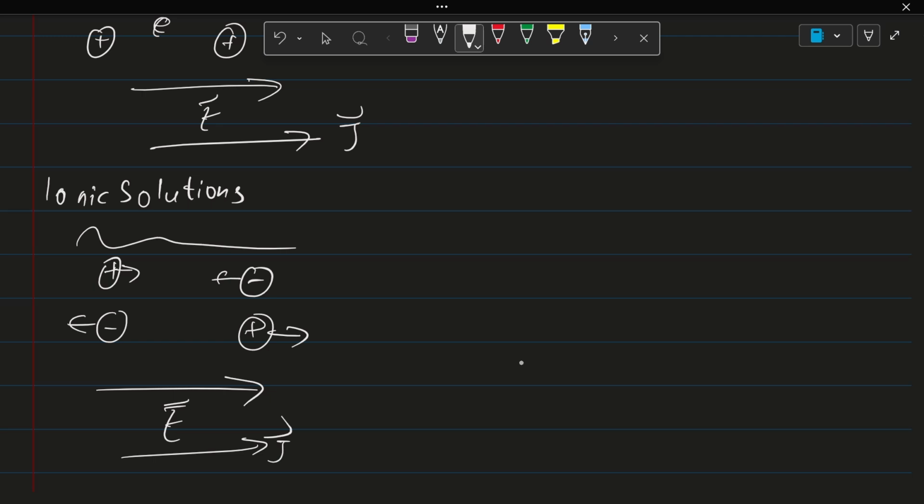So same idea. Why is the velocity not infinite? Well, it's all due to the collision between the ions, or even with the solution itself. Maybe there's H2O within the solution, so there's collision between the particles. So that's why your current can't be going towards infinity.